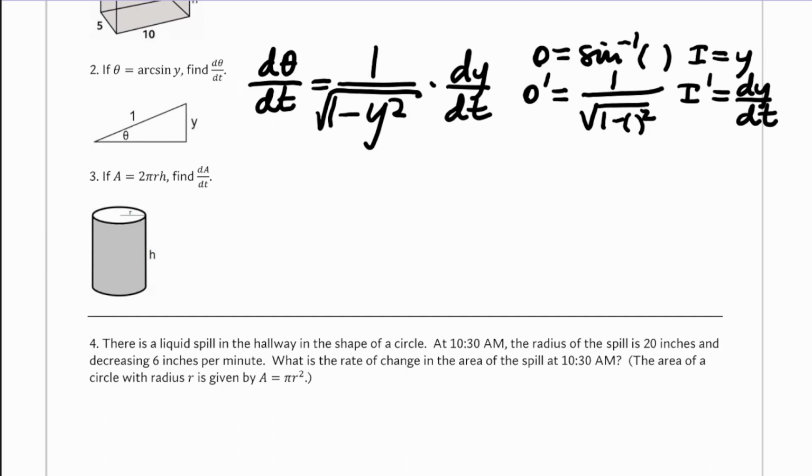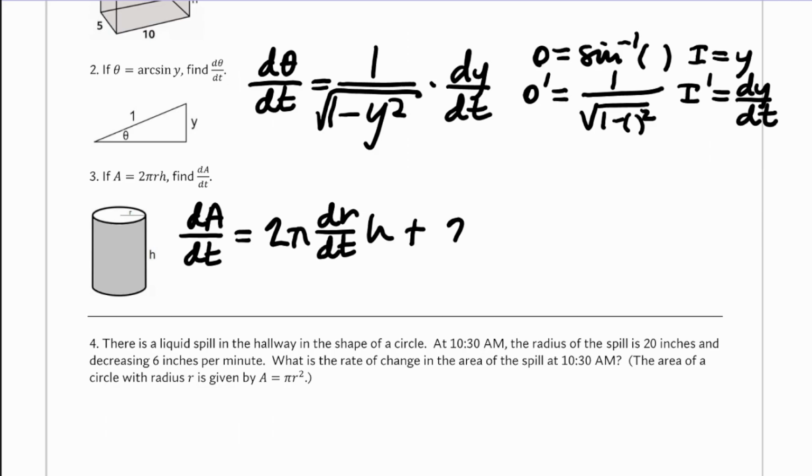Okay, but because r and h might both depend on time, they're each going to have their own derivative, and we need to observe the product rule. So dA dt, I might look at it as the product of 2 pi r and h. So I'll take the derivative of 2 pi r first, so that would be 2 pi dr dt, and leave h the same, and then I'll add in, leaving 2 pi r the same, the derivative of h. Okay, and then I've got a formula for dA dt.